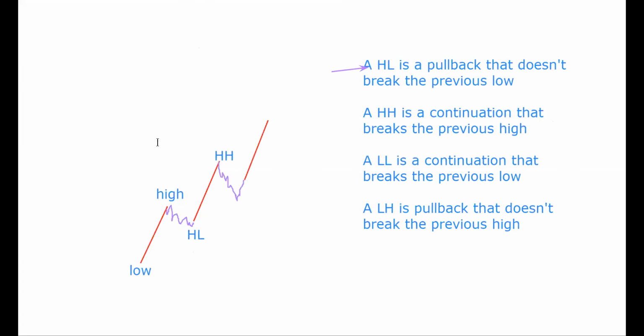What's next? A pullback again. Does this pullback break the previous low? Now, where is the previous low? The previous low is here, the higher low. Does it break this higher low? No, it doesn't. So that means that this is also a higher low. And it continues that way. Then what we have next is a higher high. That's clear, right? So this is what it would look like in an uptrend.